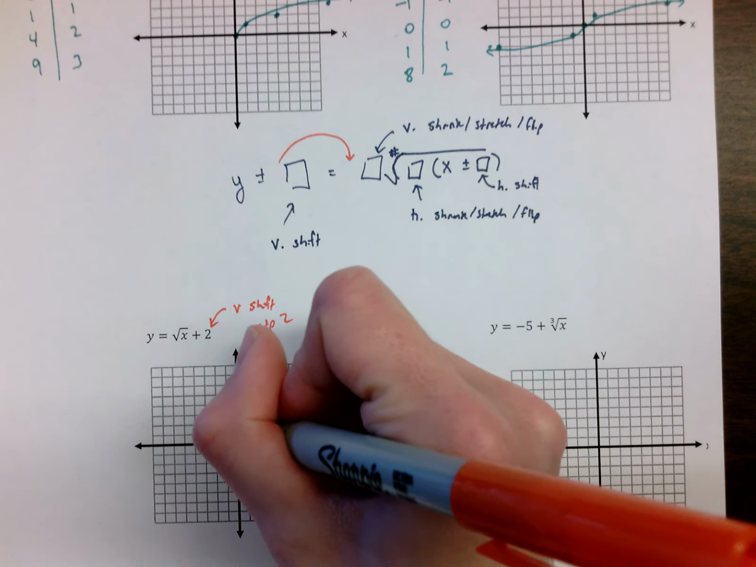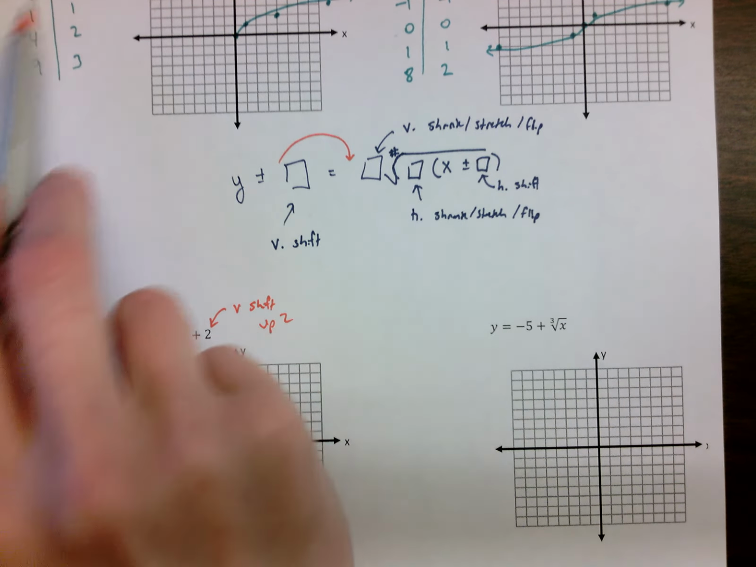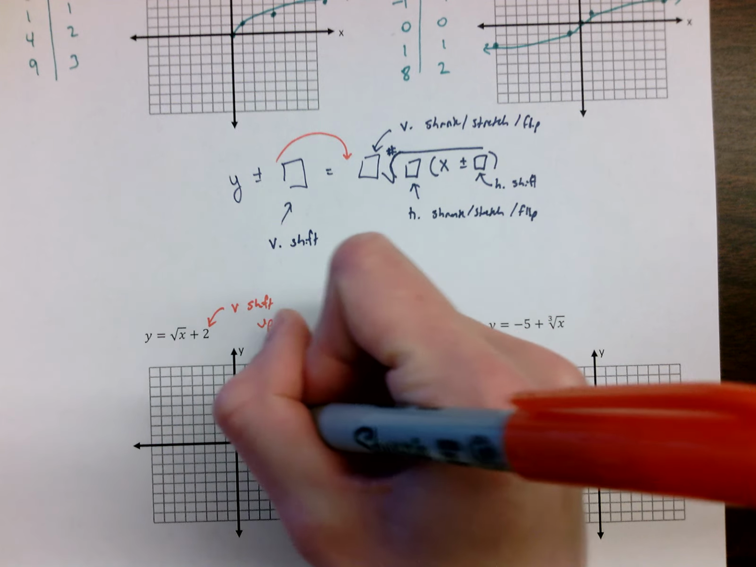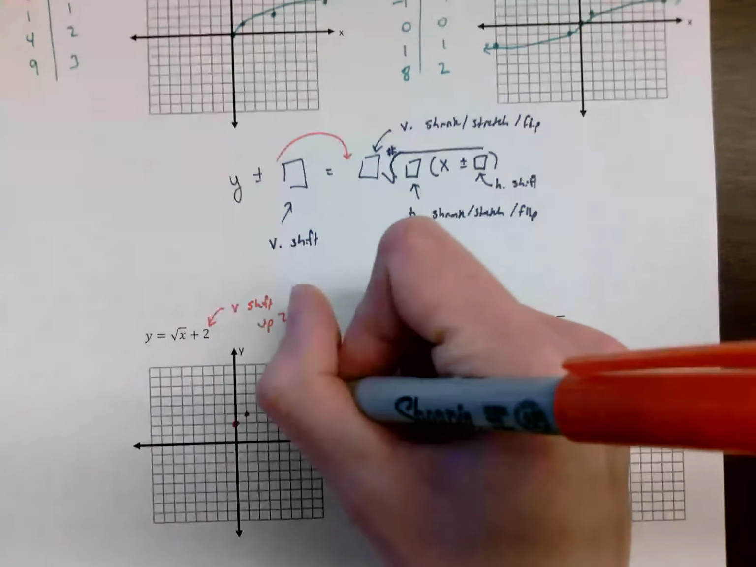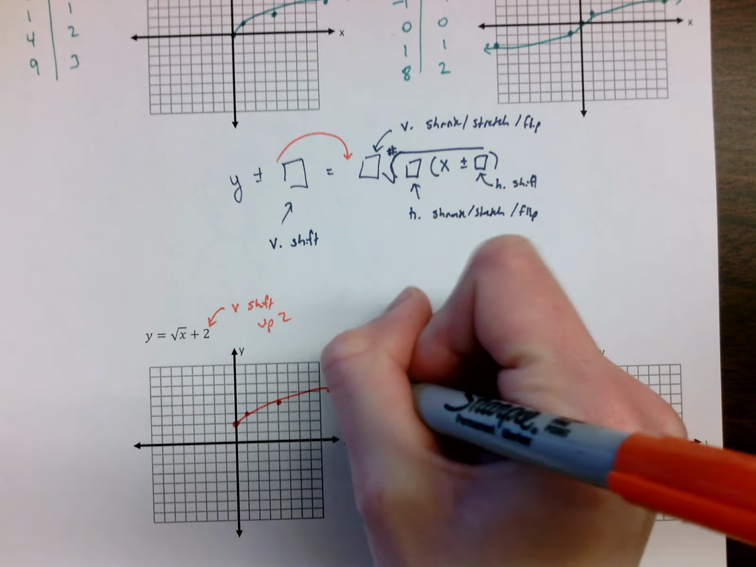Okay, so square root of x, but up 2. So here's my new starting point. And then from there, I'm just going to plot my table of values. I'm using my modified table of values. So that's 0, 0. Here's 1, 1. 4, 2, and then 9, 3 would be over here. There's my graph.